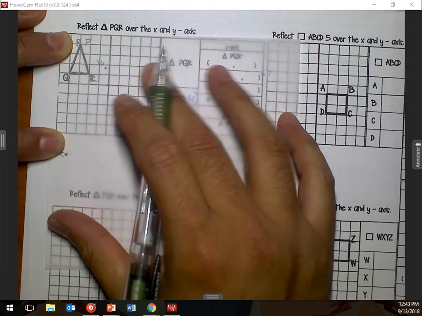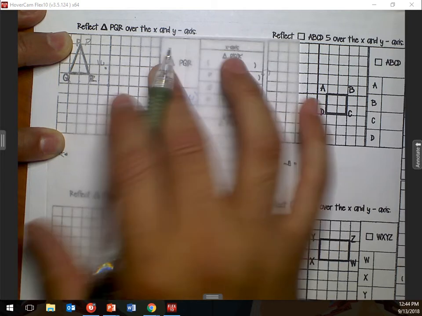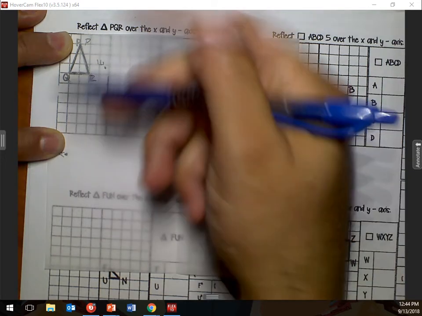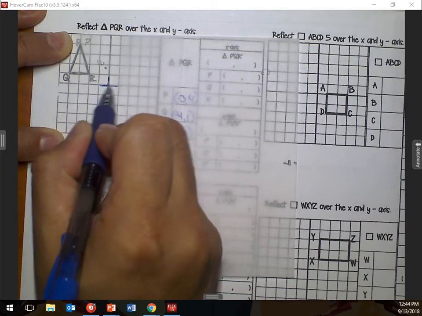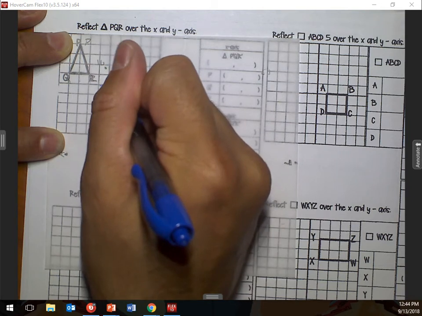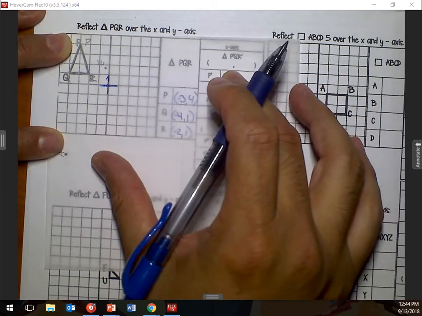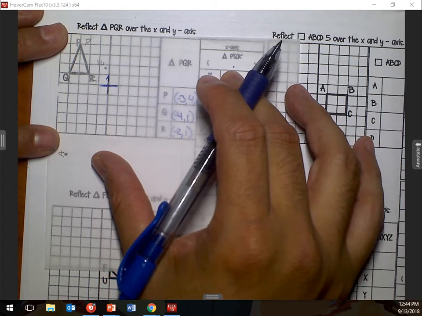Now, when we're doing this with the patty paper, mark your axes. So that means that this right here is going to be my axes. This is where the X and Y come together. And I'm going to put a little arrow showing which way goes up. Okay? Does everyone have that much?